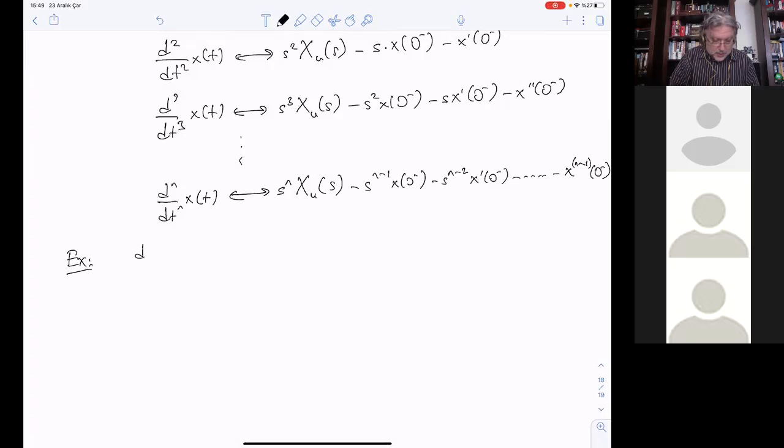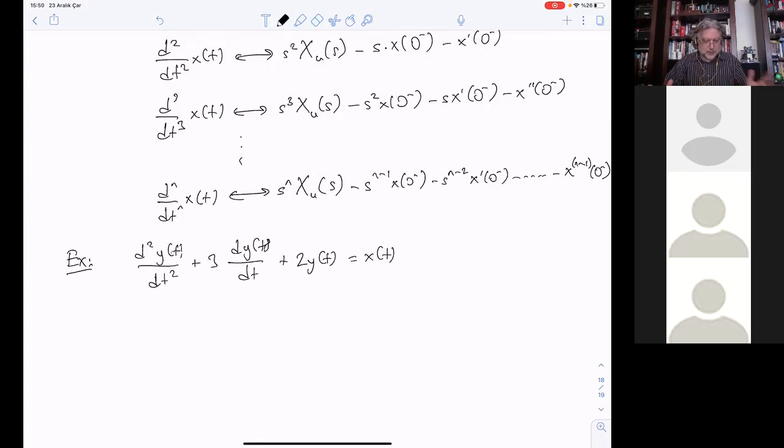Now I'll be quick about this, sorry, because we're running out of time. I'll give you a differential equation: d squared y(t) by dt squared, plus 3 dy(t) by dt, plus 2y(t), is equal to x(t). Since I'm trying to be fast, things started going wrong.